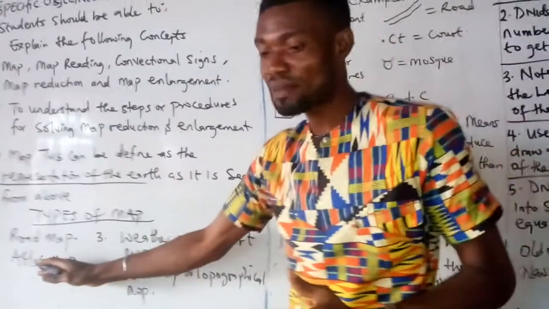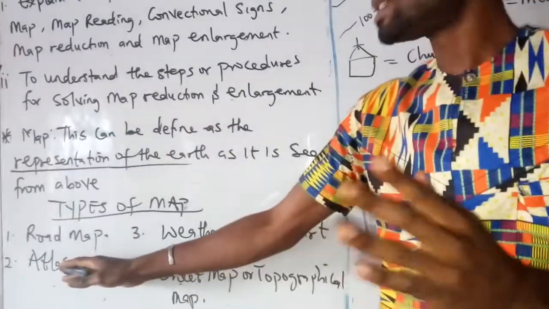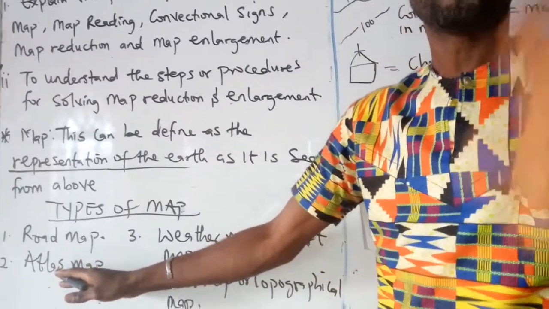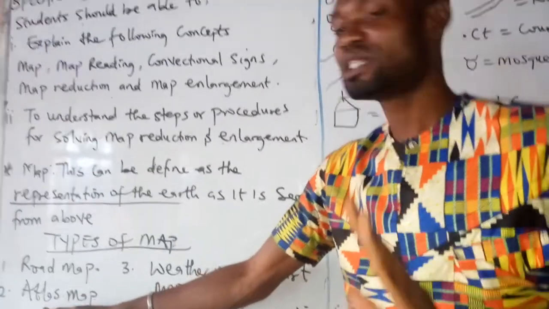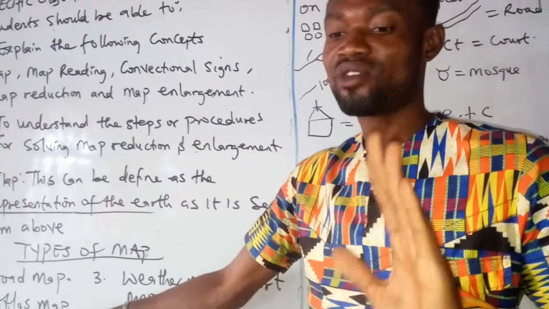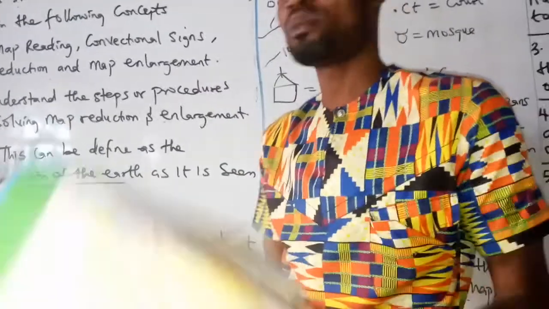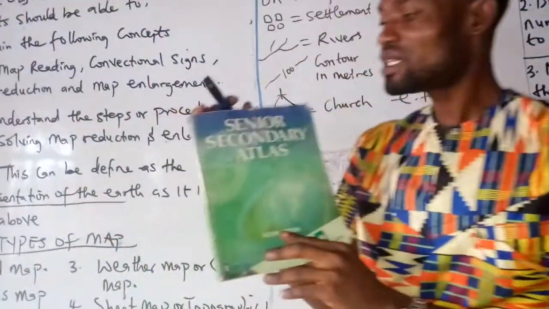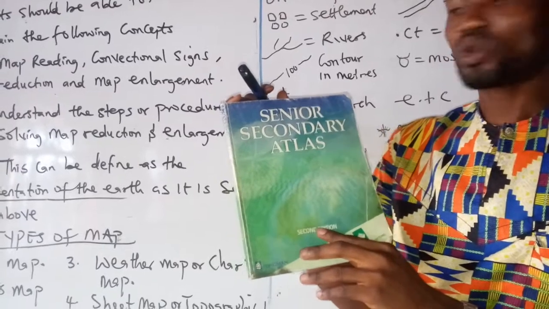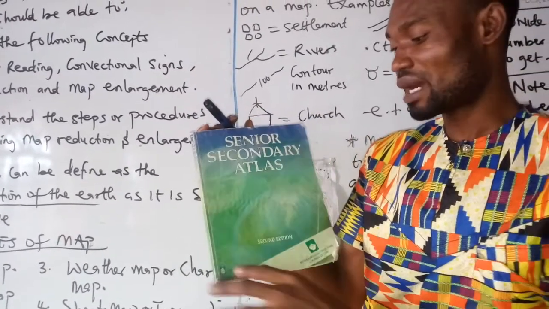Now, atlas map is a type of map that, in fact, is a book of maps. Why do we call it a book of maps? Because it is a type of map that we refer to for information. Everything in an atlas is documented. Look at it now, this is an atlas. So we call it atlas map.